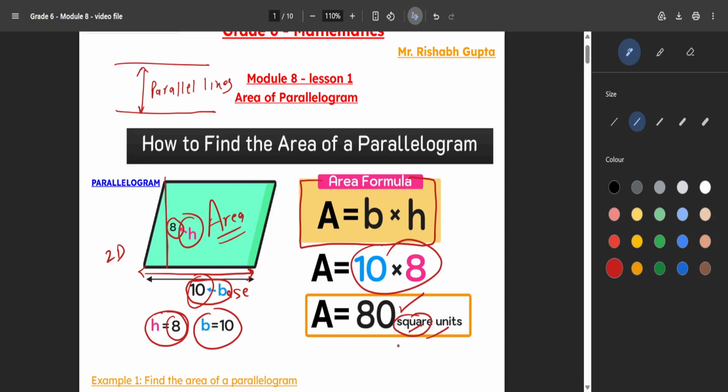Why do I write square? Square means 80 unit square, power 2. Why power 2 here? Because see, 10 is also a unit and 8 is also a unit. I am multiplying two units together here. That is why it will become unit square. Power 2, that is, square. Okay, let's move further.